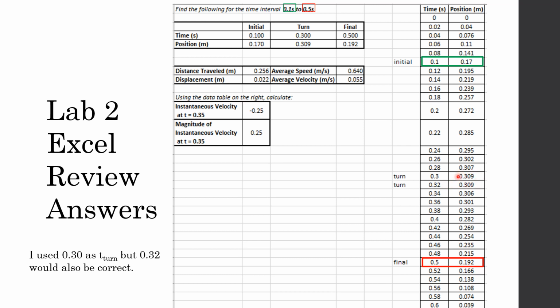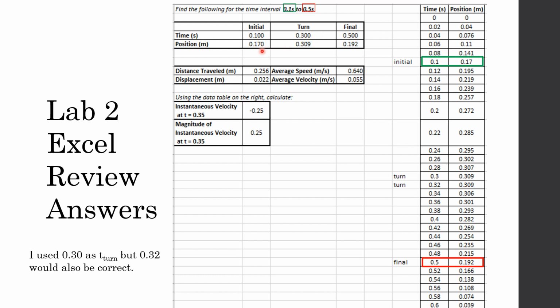And of course, when you're looking for your turn time, you want to look for the largest number on your position column, right? So your maximum displacement. And you can see that there are two of them here, right? I could have chosen 0.3. I could have chosen 0.32. I could have even approximated between the two and chosen 0.31. I chose to do 0.30, but if you filled in 0.31 or 0.32, both of those would be correct, okay? However, for all the other problems, this won't be present in your calculation, so this should be the only number that's different, okay? And like I said, the only other options are 0.31 and 0.32.